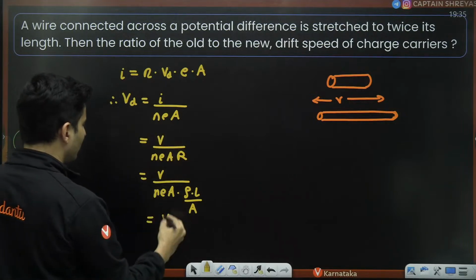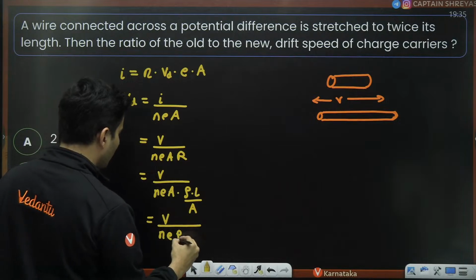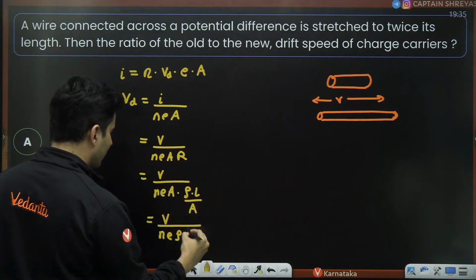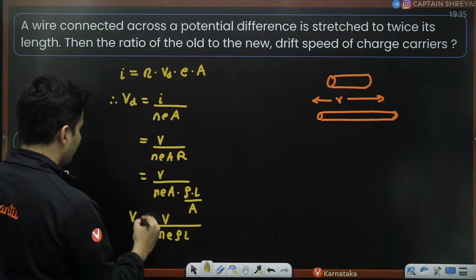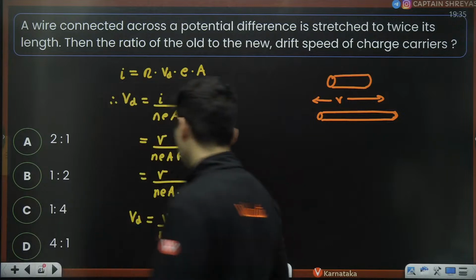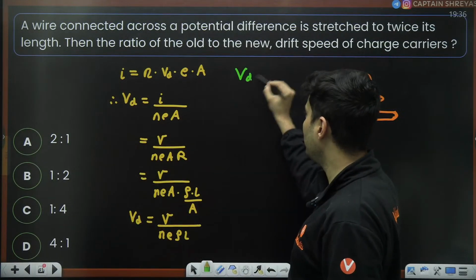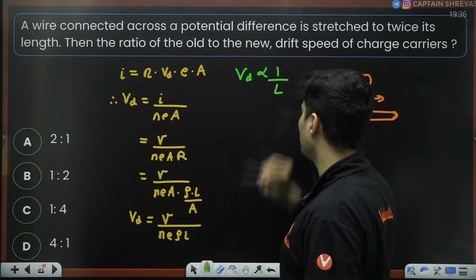This is not drift speed, don't get confused. Drift speed is voltage by N E rho L. Area got cancelled, and L remains. So that is your drift speed. Please understand this is your voltage. Don't get confused. So from this, obviously, drift speed is inversely proportional to the length.